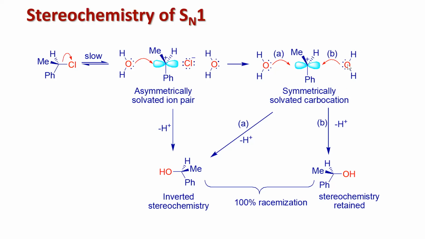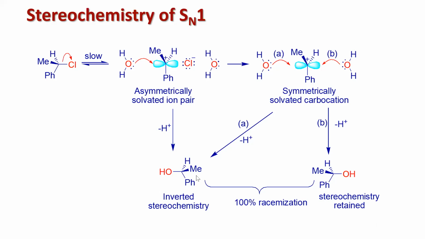So when this happens, either from this end or this end, the attack can take place, giving rise to this product or this product, right? Now in SN2, you saw only inversion, from the end where the group is leaving, no attack is taking place. But here, since the carbocation is formed, the nucleophile can attack from both sides, giving rise to both types of products, the inverted product and the product where the stereochemistry is retained. And we called it 100% racemization.